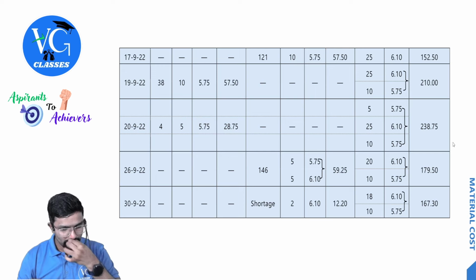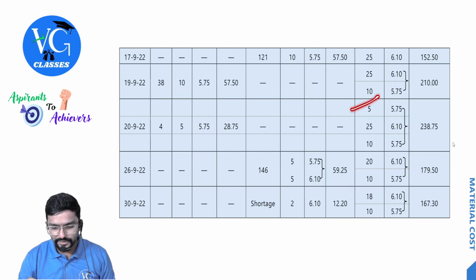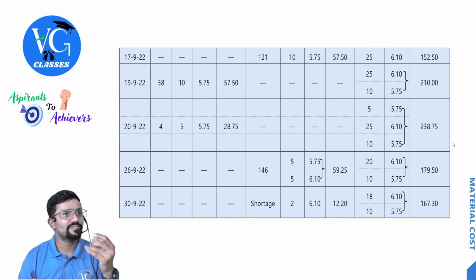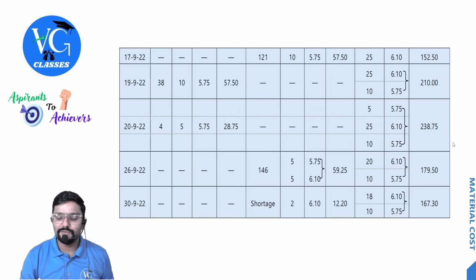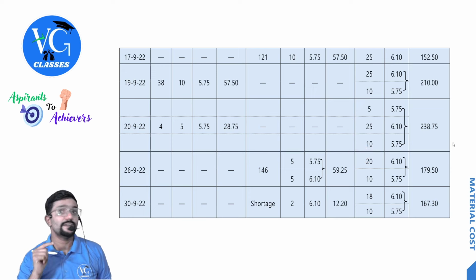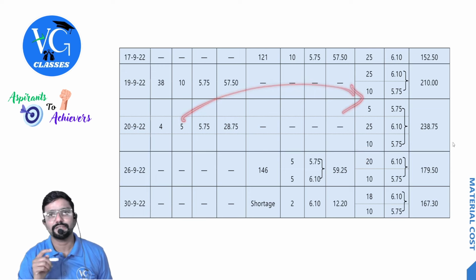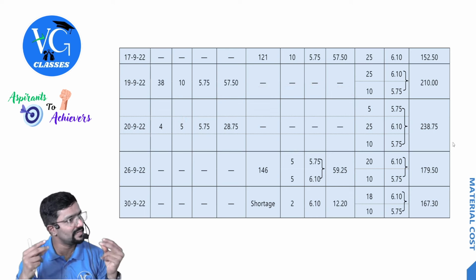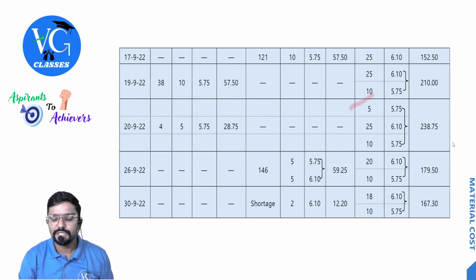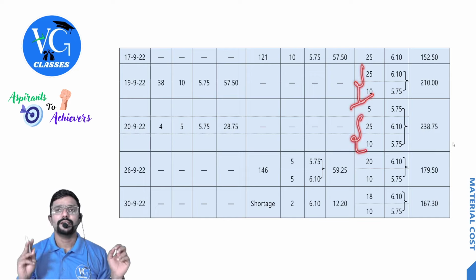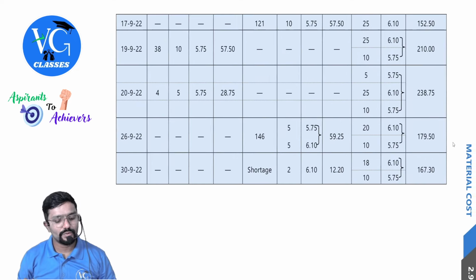Okay, so I am taking that 5.75 at the top. Why? Because when I issue next, first I will issue this. Normally we will take it at the last if it is a purchase. But this is not purchase, this is returns. So I am placing this at the top, guys, so that when I issue next, first I will issue this. So 5 units, and this 2 remaining as it is. Okay, sir.